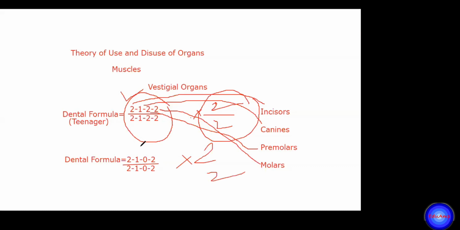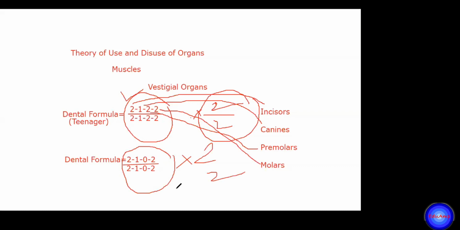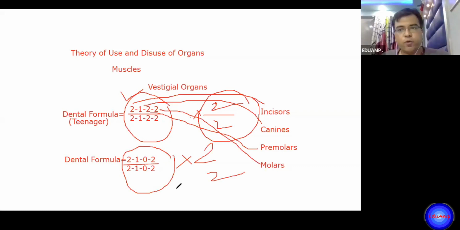लेकिन डेंटल फॉर्मूला में सिर्फ इतना लिखा जाता है. Is it clear? Yes, sir. तो मुझे बताओ तुम्हारे अंदर कितने टीथ हैं? 2 + 1 + 2 + 2 कितने हुए? 7. 7 into 2, 14. ऊपर 14 और नीचे भी 14 है, चेक कर लो.